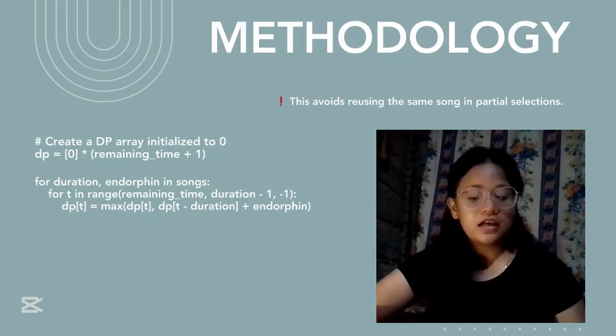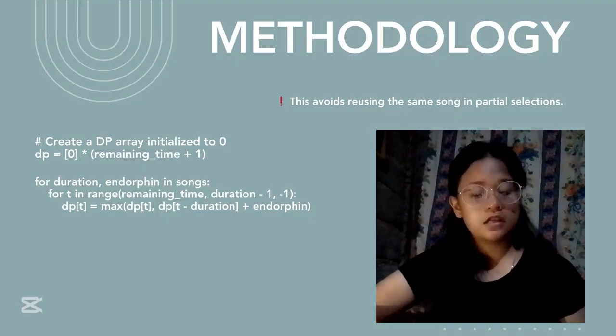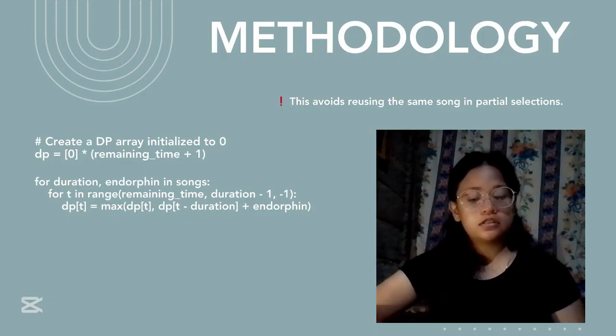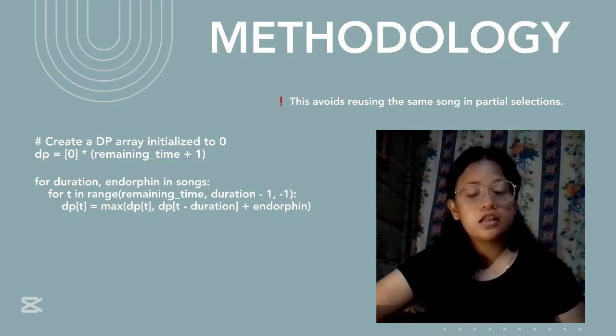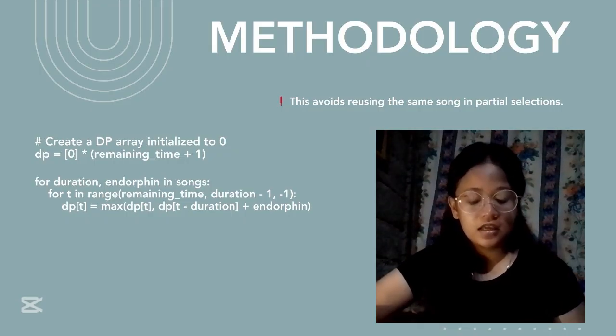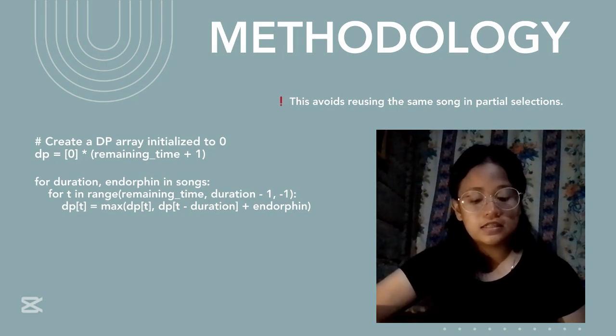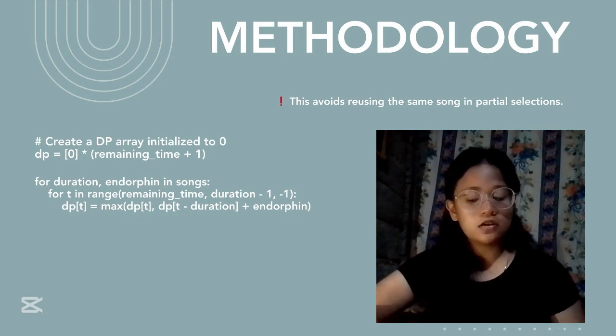Step 2. Calculate the total set of songs. Here, we deal with a fixed set of songs. First, we add up the total duration of all 10 songs, which we call total_song_time. Then we calculate total_endorphins_per_set. That's the sum of endorphins for all 10 songs. Now we ask how many full sets of 10 songs can fit into our total time S.